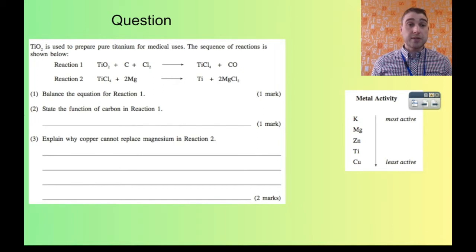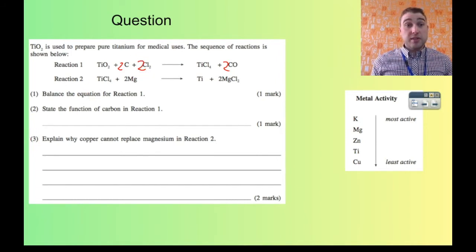First part says, balance the equation for reaction 1. So we've got one titanium, that's okay, 2 oxygens and 1 oxygen on this side, so I'm going to need to double that, which means I'm going to need to double my number of carbons, and I've got 4 chlorines on this side but only 2 on this side, so I'm going to need to double that one as well.